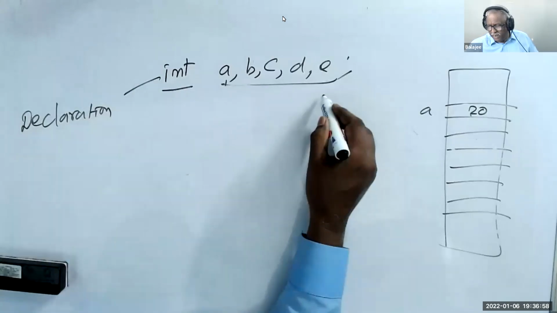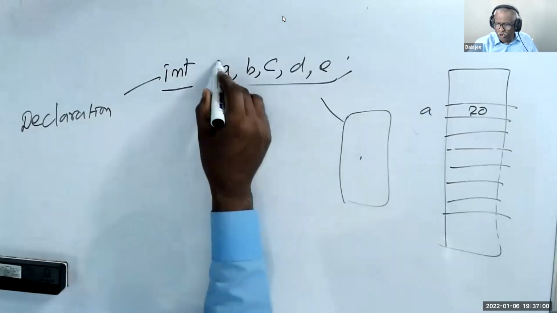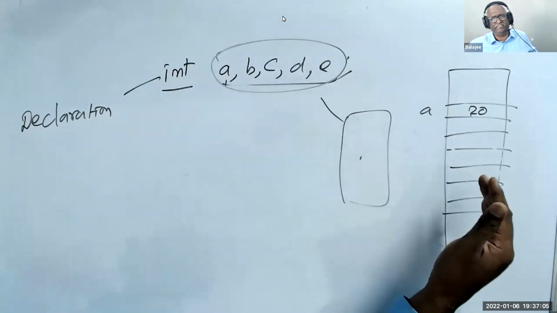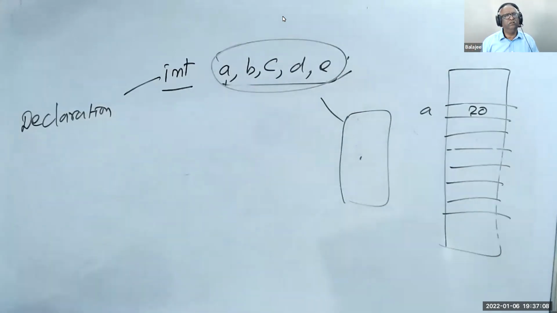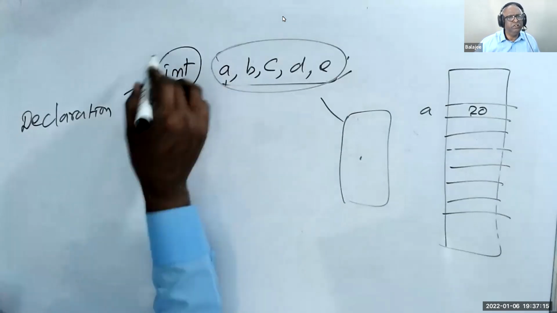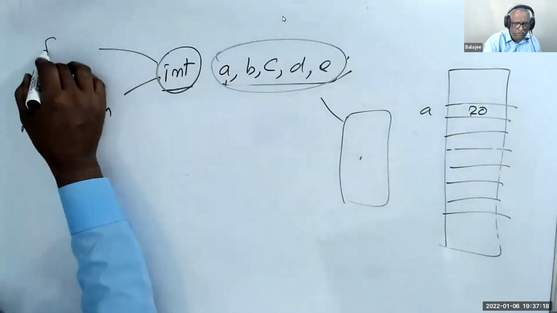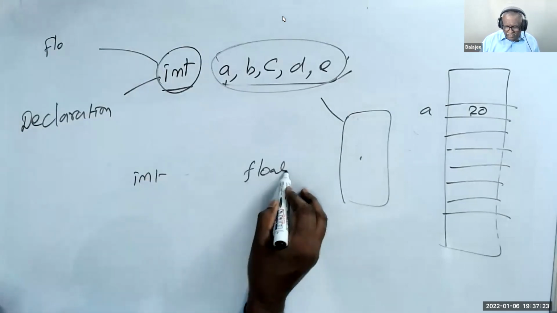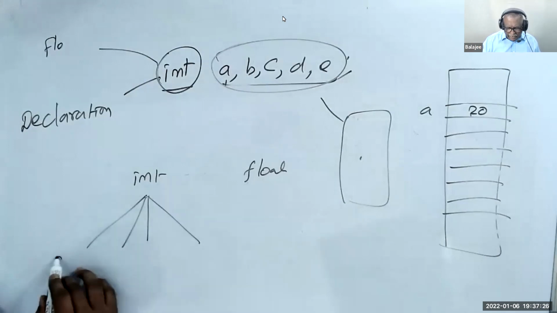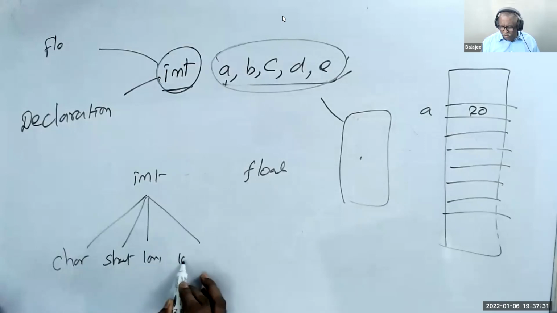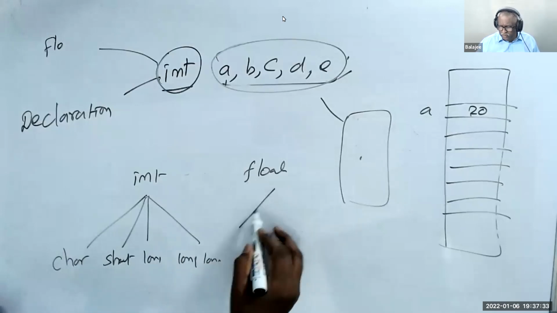That is, you are declaring to the compiler, I'm going to use these 5 variables, please allocate me a space there. That's it. Then we are going to use only 5 operations. Like integer, the opposite of integer is float. See that there are so many things. Integer, float. In integer, there are 4 types: char, short, long, long long.